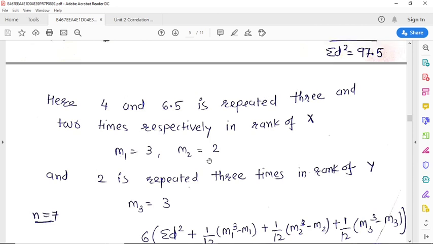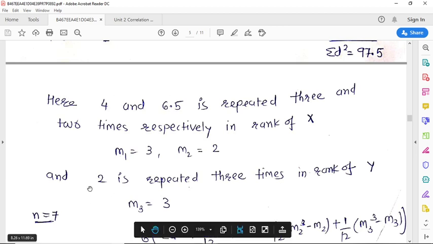So there are 3 terms, M1, M2, M3. Why? Because there are 3 repetitions in the ranking. One for 6.5, it is repeated 2 times. Then 4 is repeated 3 times. And then 2 is repeated also 3 times. Okay, so this is the data we have.